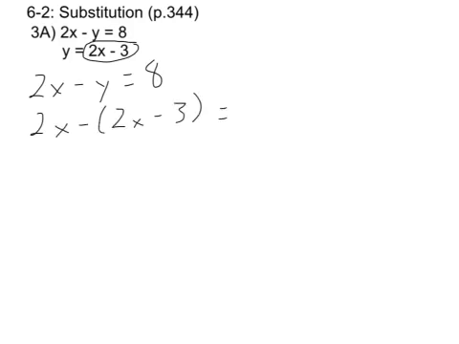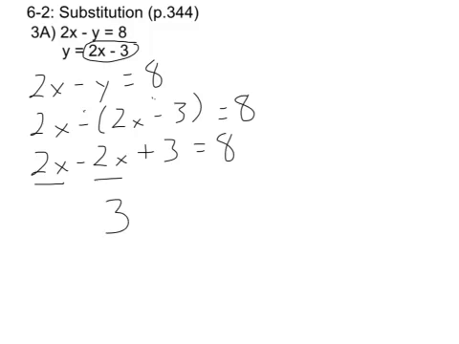3 equals 8. Then I'm going to distribute my negative sign. 2x minus 2x plus 3, because we're subtracting a negative 3, so it's plus 3 equals 8. Now something really weird happens, because I've got 2x minus 2x. Well, I've got no x left. So that's what happened to us last time, but look here. I'm left with 3 equals 8. No it doesn't. 3 has never equaled 8 in any math that I know of. So this is an incorrect statement.